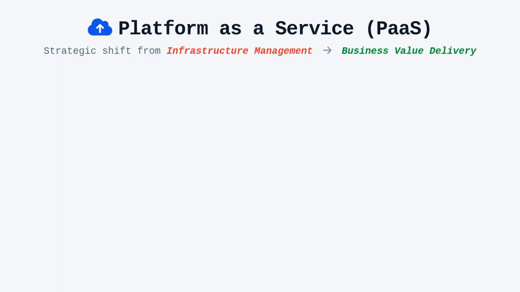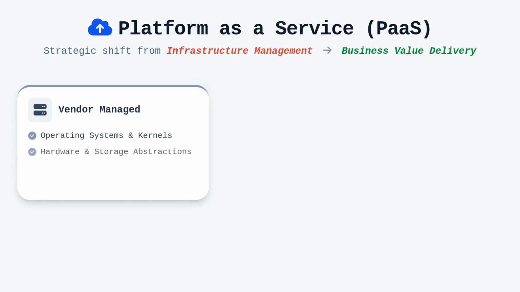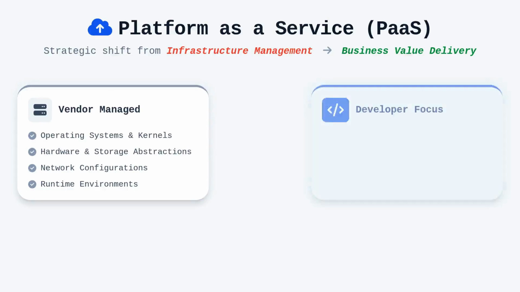When you adopt a PaaS model, you are essentially offloading the maintenance of the operating system, hardware, network configurations, and storage abstractions to the cloud provider. This is not just a convenience, but a strategic decision to enable developers to concentrate exclusively on the application lifecycle.